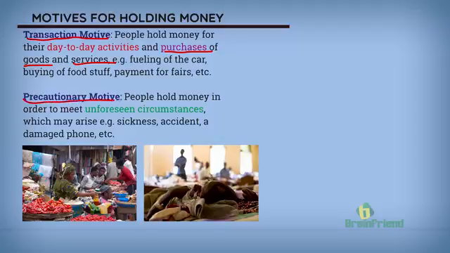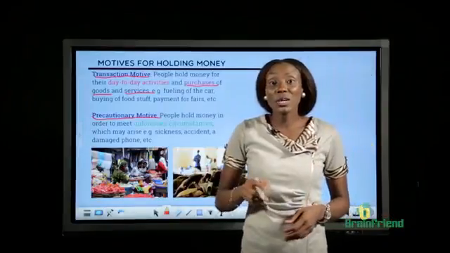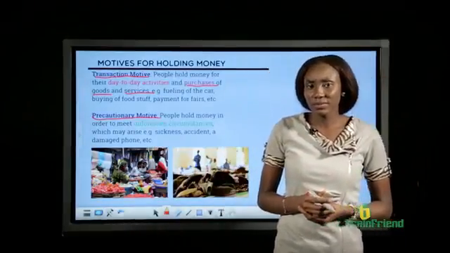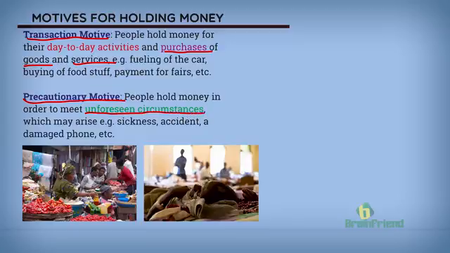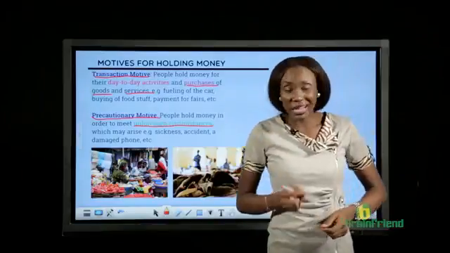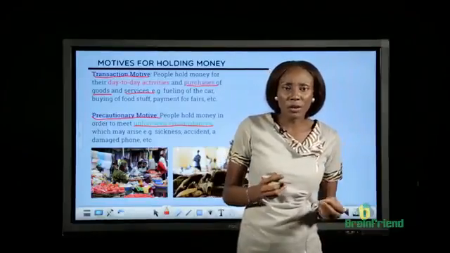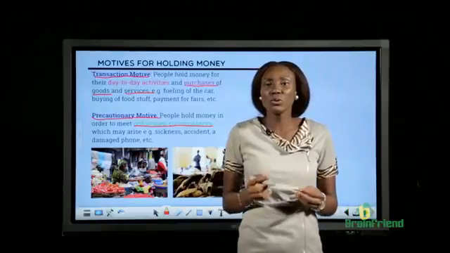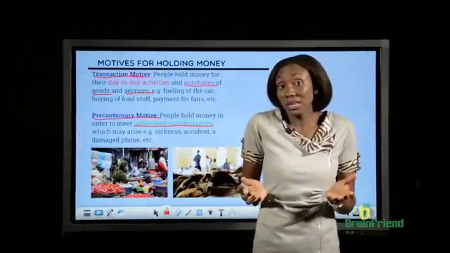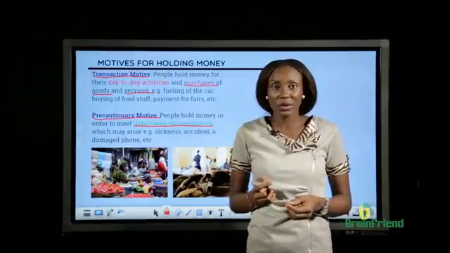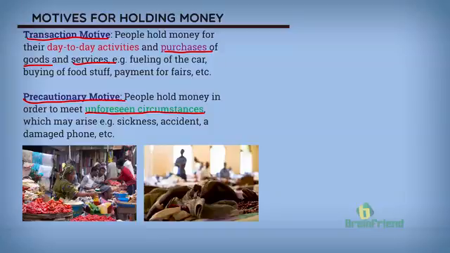Then precautionary motive. People hold money to meet unforeseen circumstances that may arise. That is to say that they did not plan for it. For instance, someone might fall ill in the family. There might be a domestic accident or something. So this fund or this cash that is held at hand is used to meet such demands. Because a sick person might end up being hospitalized, or the disaster or crisis that might arise in the home might result to one spending money. For instance, your mobile phone gets damaged. You will need to fix it. That is what is known as precautionary motive.